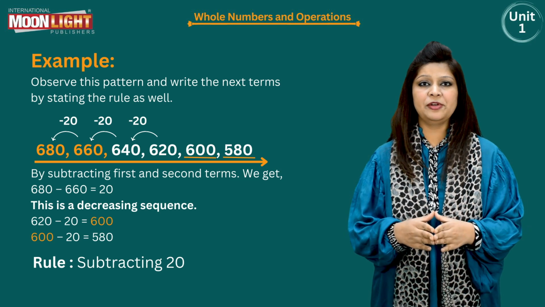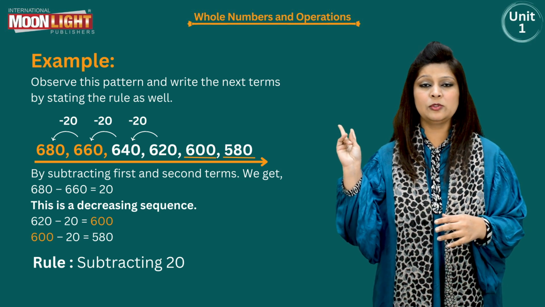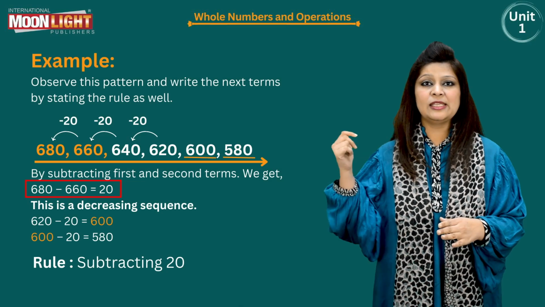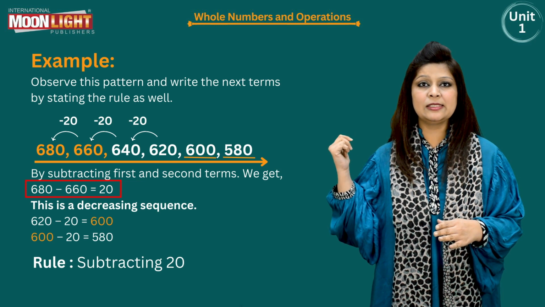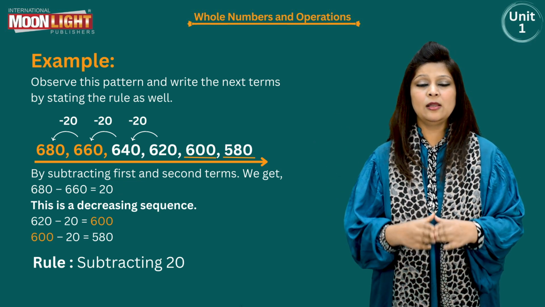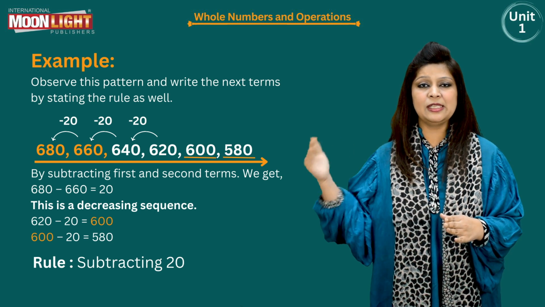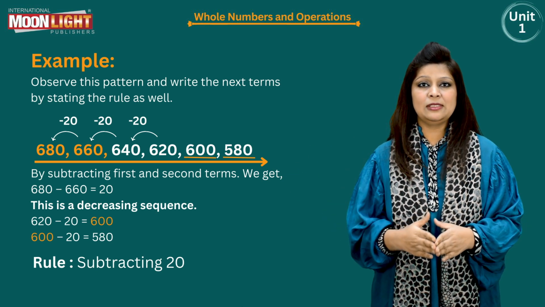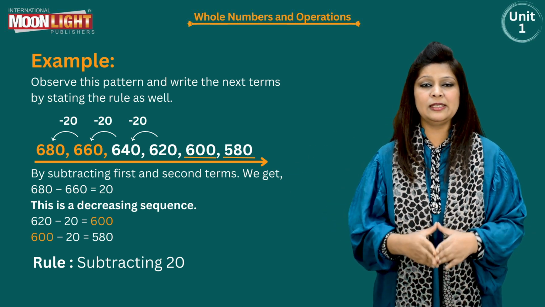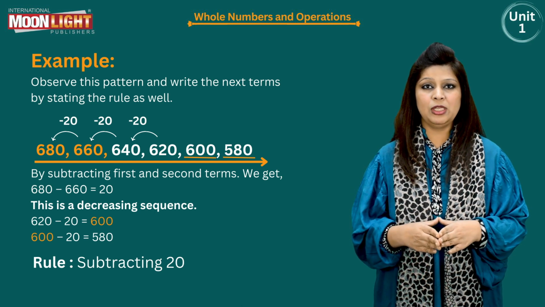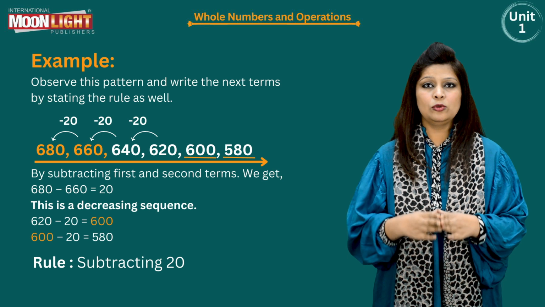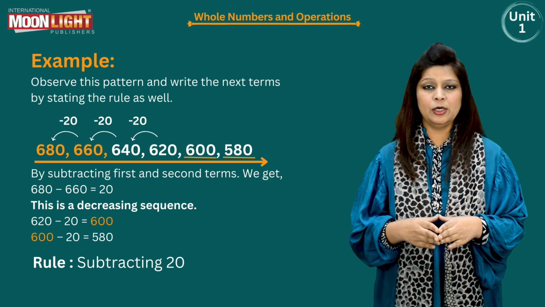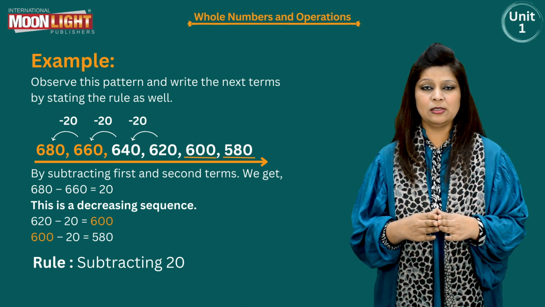Now we will take the difference of these two consecutive terms. So I will take the first two terms. 680 minus 660 is 20. This means that the next term is decreasing, means this is getting smaller. So because this is decreasing, we will subtract 20 from the next term. Let's do it to check whether we are right or not.